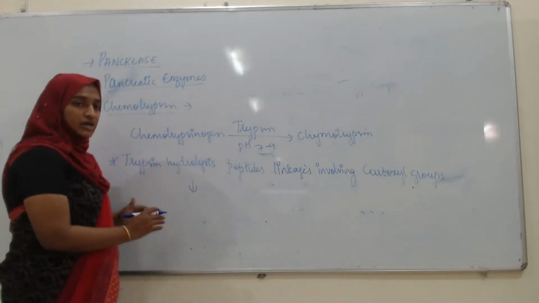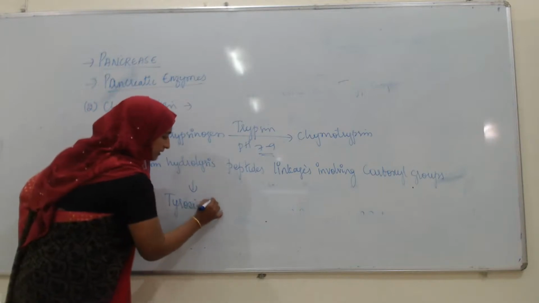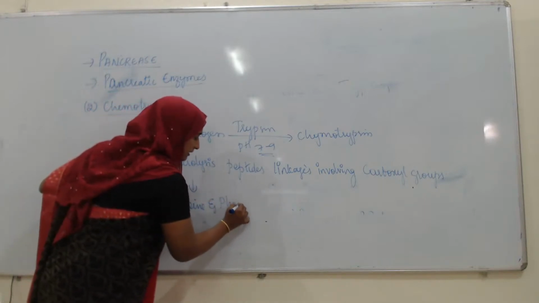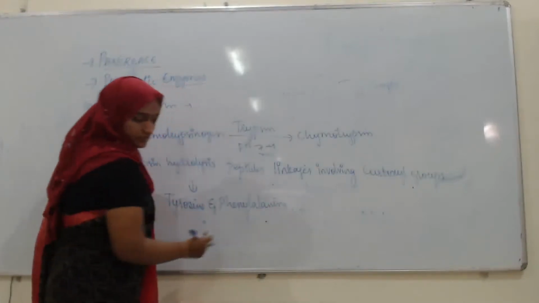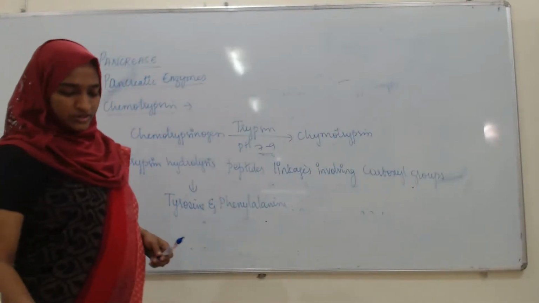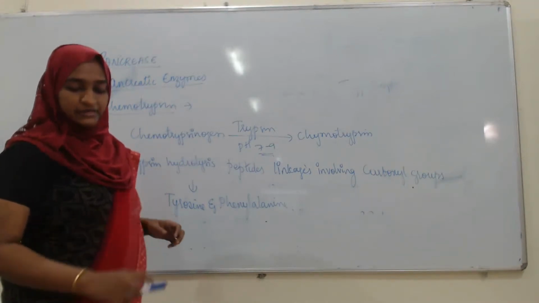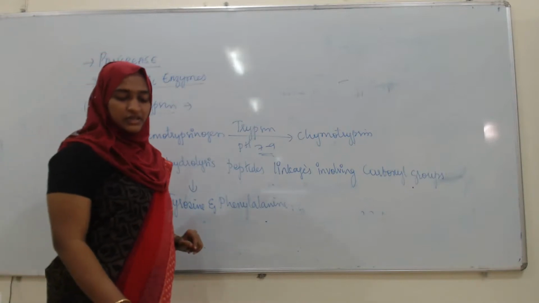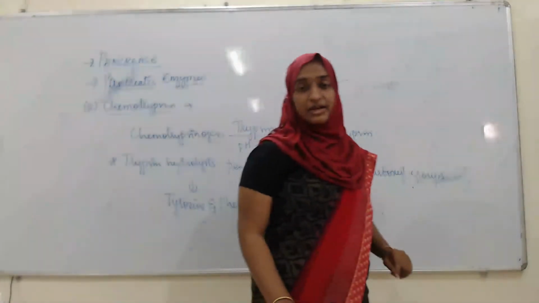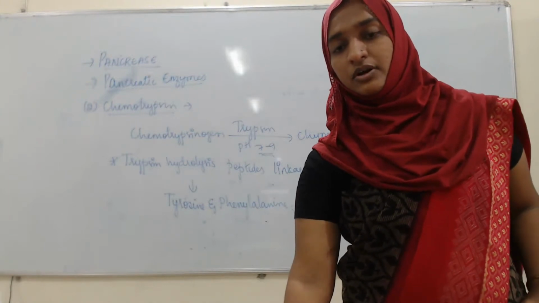What will be the amino acids? That is tyrosine and phenylalanine. Okay, this is about the chymotrypsin. The next is the carboxypeptidase. Still four enzymes remain: carboxypeptidase, pancreatic lipase, then pancreatic amylase. Okay, thank you. Tomorrow I will continue.